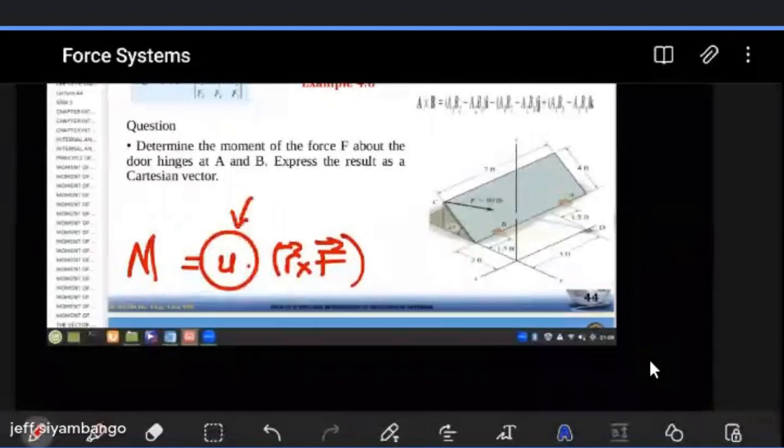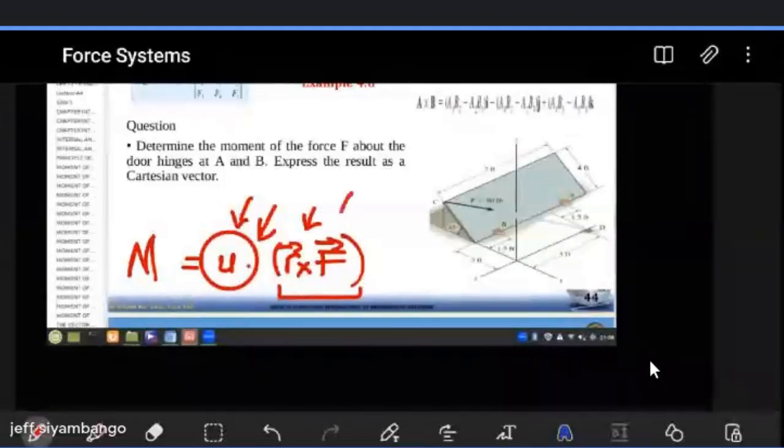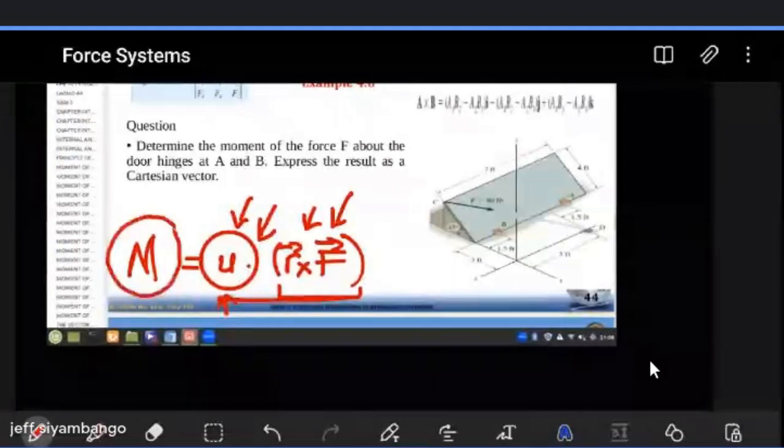But everything else here is exactly what we were doing last time. This is the moment about a specified point. But the only condition is that the point we're dealing with must lie along that axis. So first, get the moment about a single point on that axis. Now, once you have the moment about a single point on that axis, get the unit vector that acts along that axis. Once you can do that, then you can get the dot product of that unit vector and the moment about a single point on that axis. That will give you the moment about that axis due to that given force.